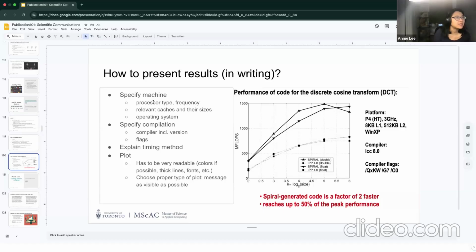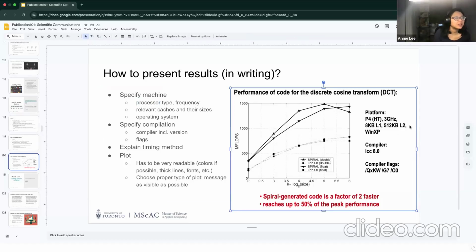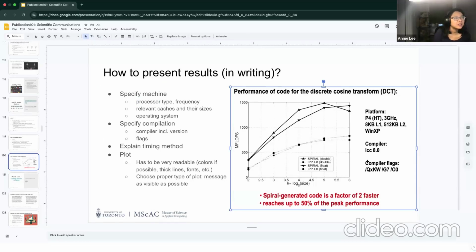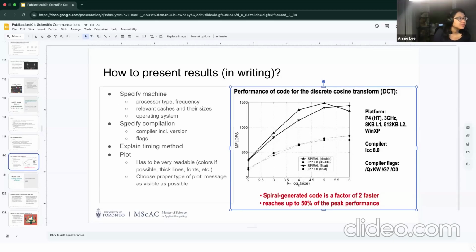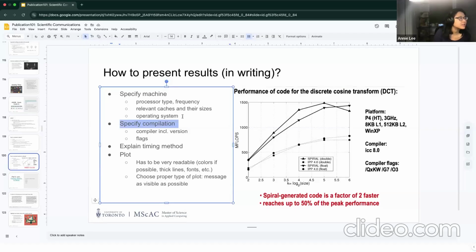metrics. So you want to say what machine it was. So here's the machine. What kind of cache? What kind of size? And this can all go into your paper. It usually ends up in the appendix, but it can all go in there. Operating system, version, and so on. Has anyone here taken compilers before? No one has taken compilers? Okay, if you've taken compilers, you would know this. And then explain the timing method and then plot, right? Make sure they are readable plots and things like that.